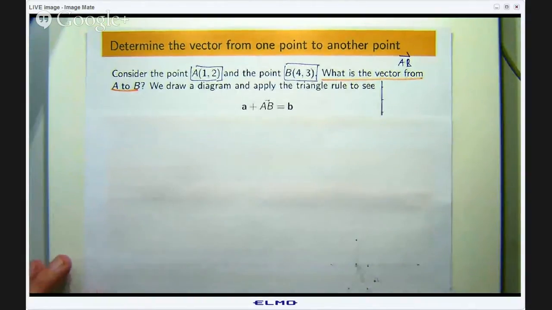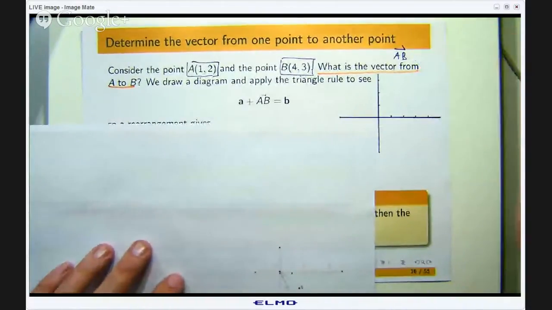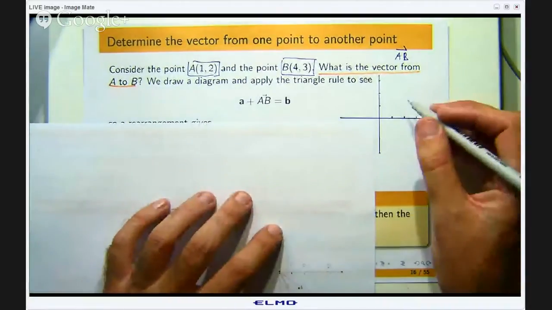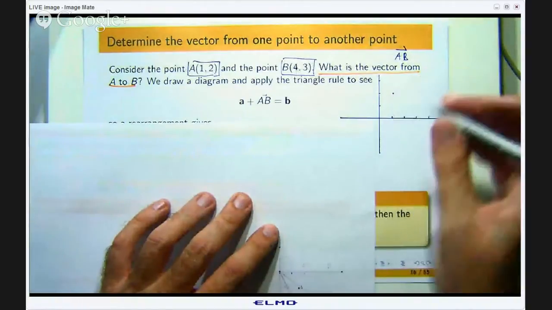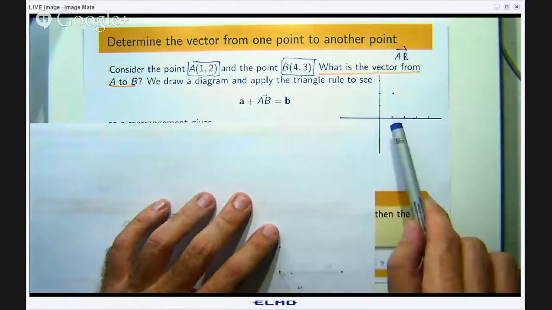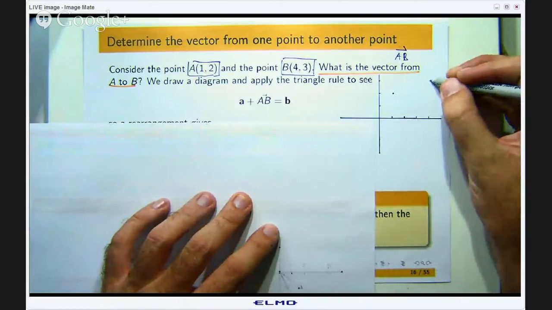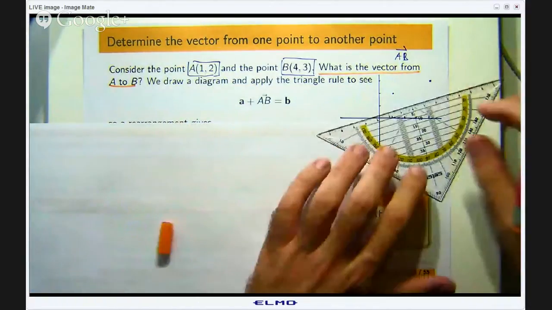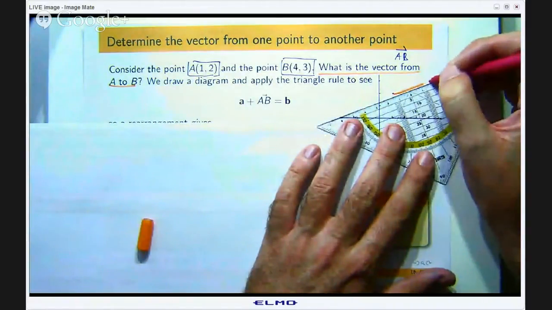So what I'm going to do is draw a little diagram over here. So the first thing I'm going to do is put the points in. So I'm going to plot the point 1, 2. That'll be here. And I'm going to plot the point 4, 3, which will be up here. Okay, so what we're trying to get a representation for is this vector here.